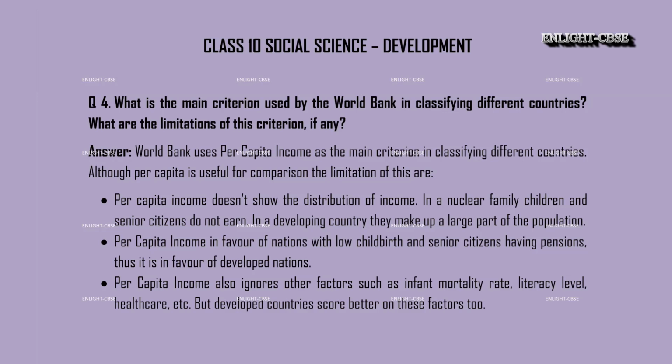Question 4. What is the main criterion used by the World Bank in classifying different countries? What are the limitations of this criterion, if any? Answer. World Bank uses per capita income as the main criterion in classifying different countries.